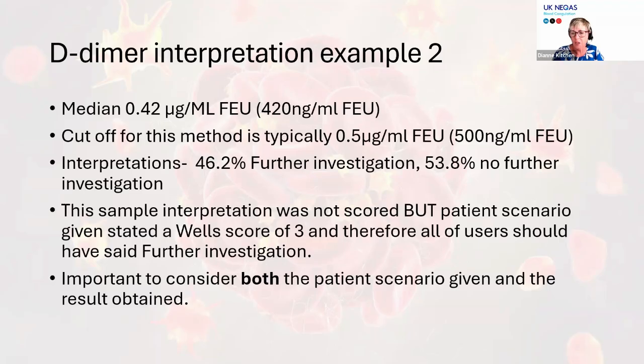So those that said no further were inappropriate at this point, but they weren't scored because of our 80% rule, but we did put it in the report that you should have picked up this Wells score of 3. So it's important to consider both the scenario and the results obtained.